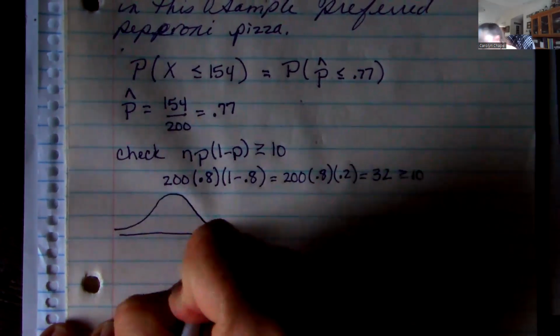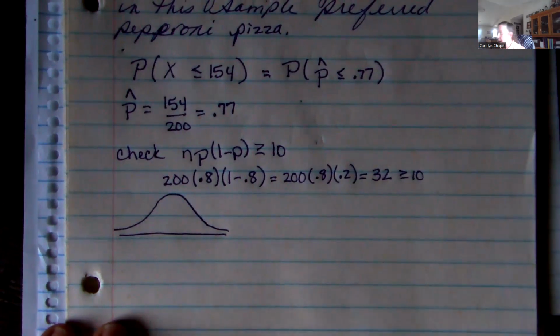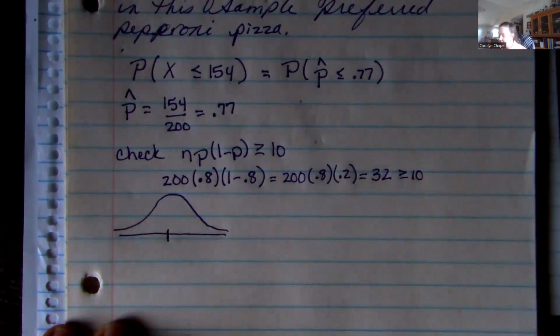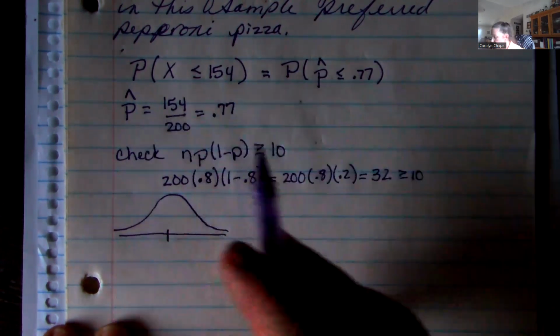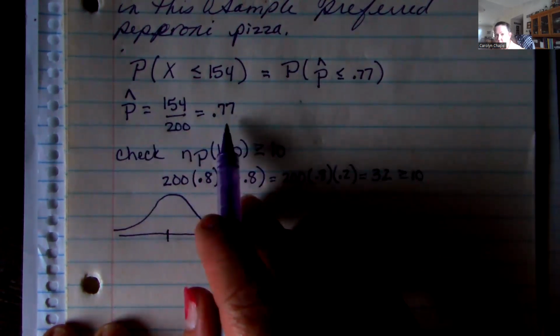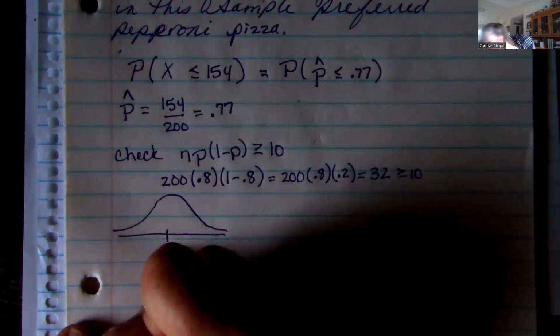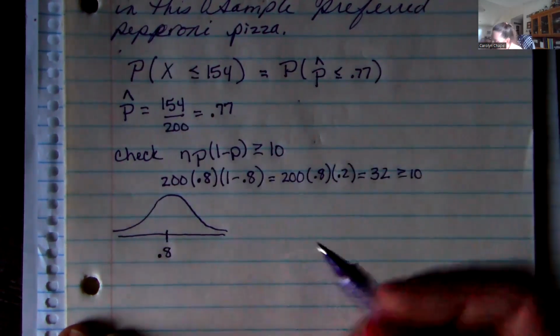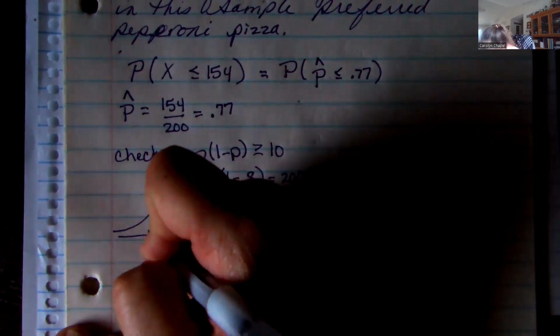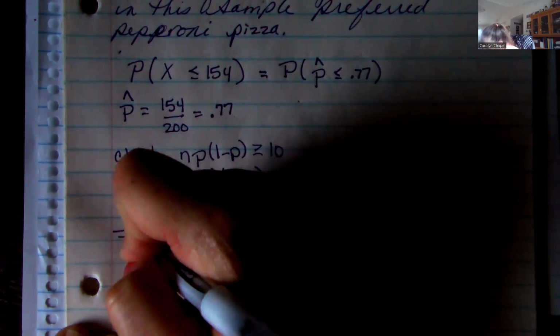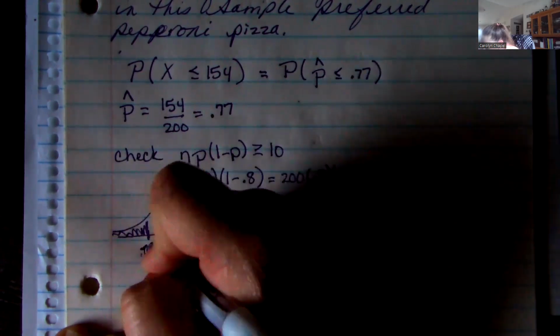So kind of drawing a picture, it is approximately normal, and it will be centered around the P. Now the P is not P hat. P hat's the piece we have questions about, but the P is given in the problem. So there's my 0.8. And we're looking at this 0.77 or below. So we're looking for this region here.